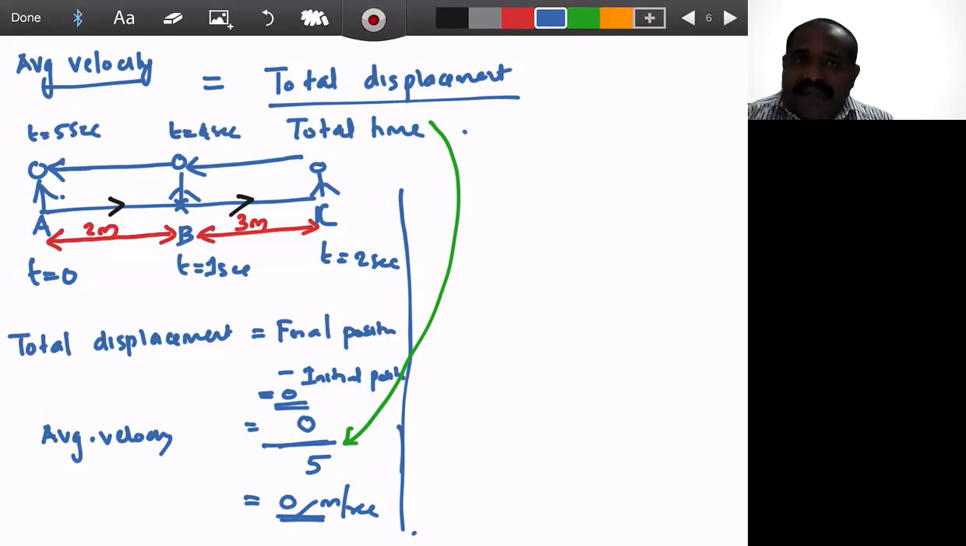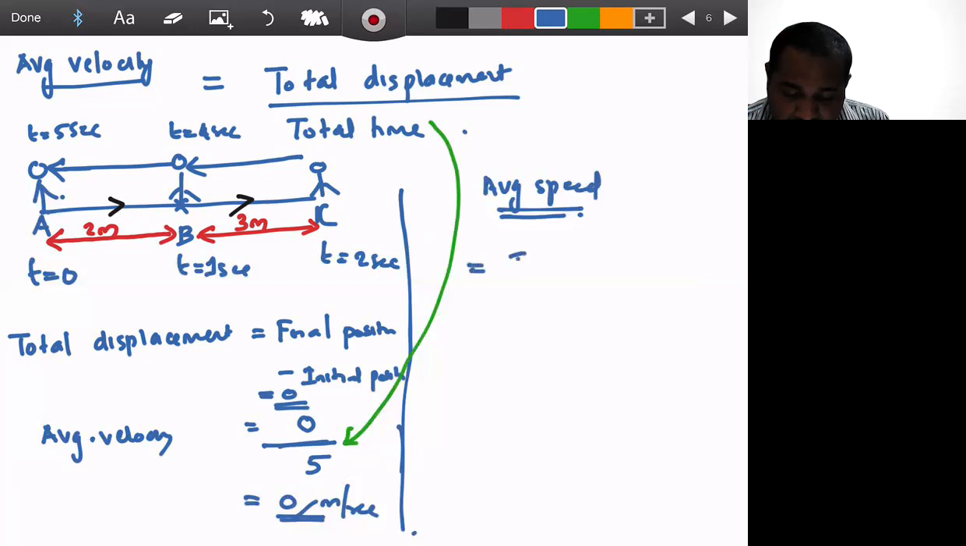Now, what is average speed in this case? Average speed means, it is simple. Average speed is equal to, as I discussed, total distance divided by total time.